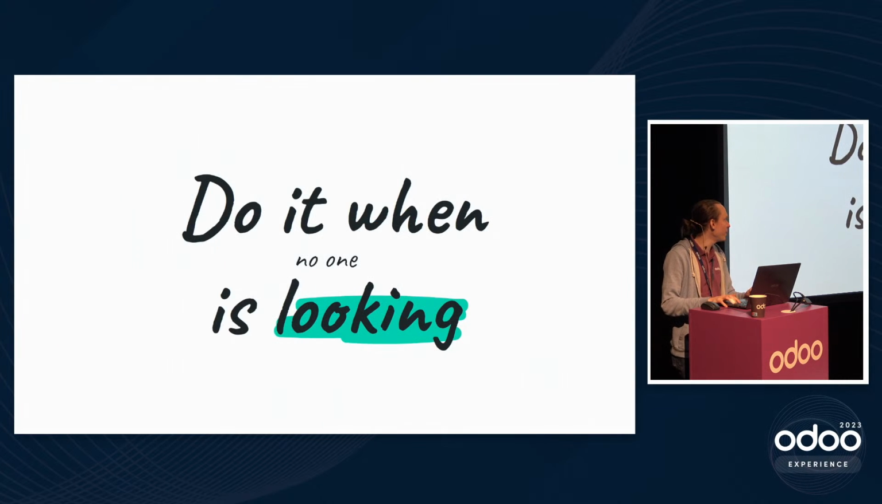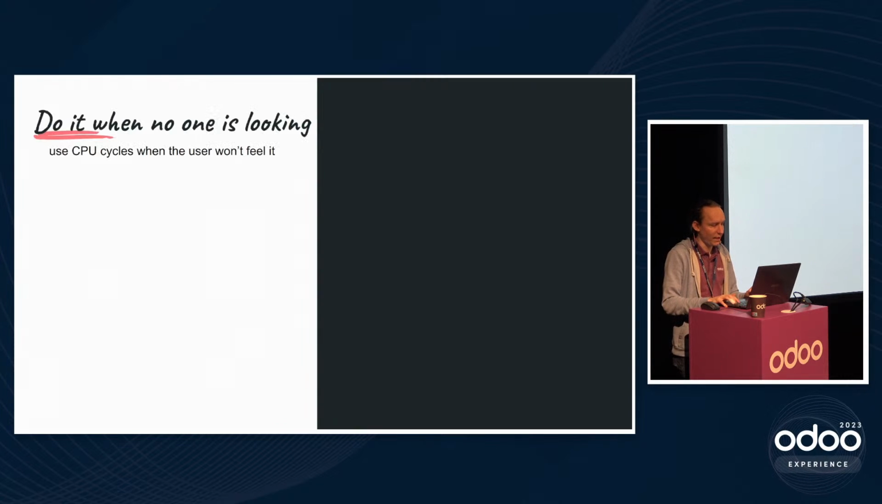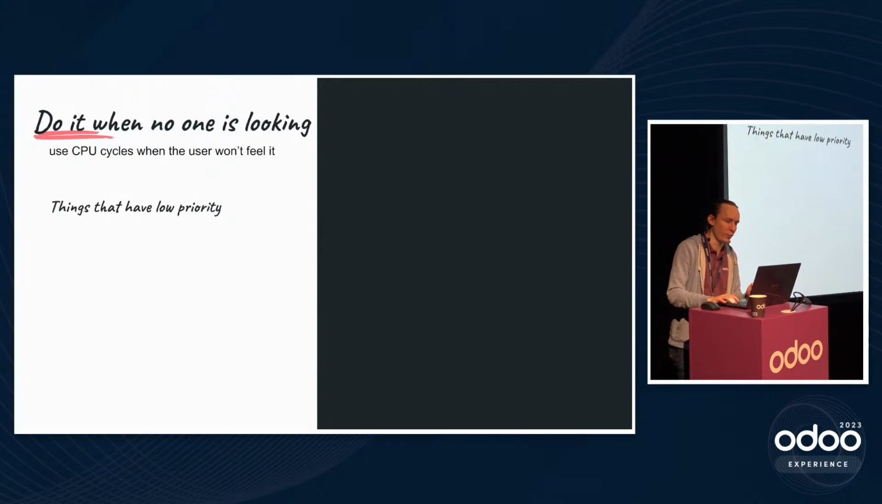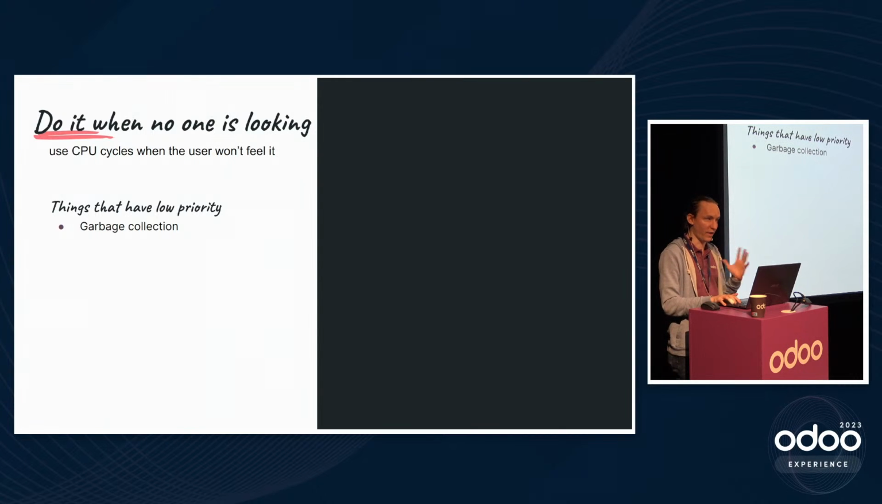The next one is do it when no one is looking. And this one is not obvious. I think we don't do this a lot even within Odoo, but use CPU cycles when the user won't feel it. That means that, for example, when the user interacts with the page and you need to look up something in the cache, and now let's say you have a bounded cache, you want to evict elements from the cache because they're no longer needed. Don't do this in the critical path.